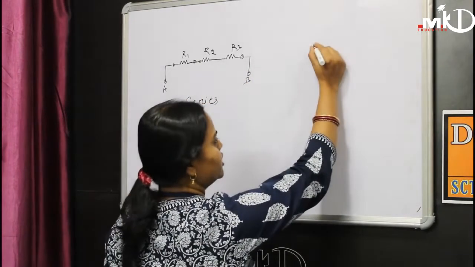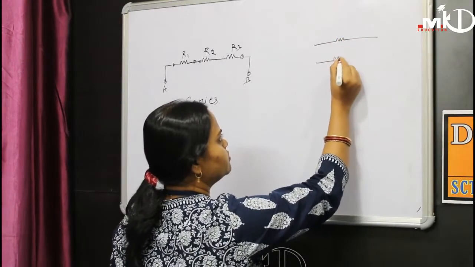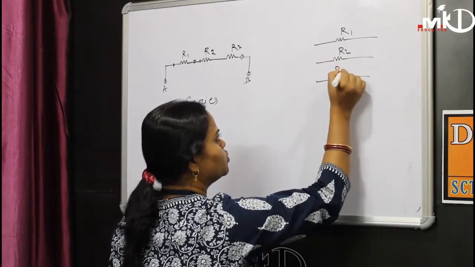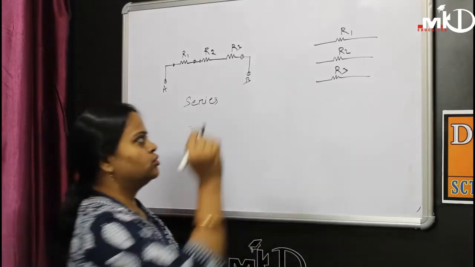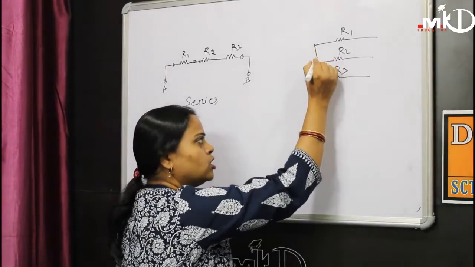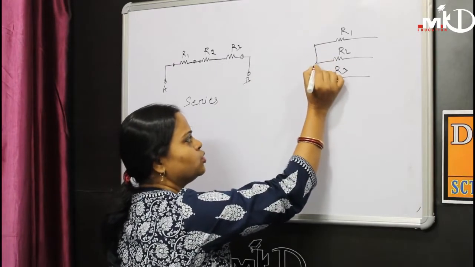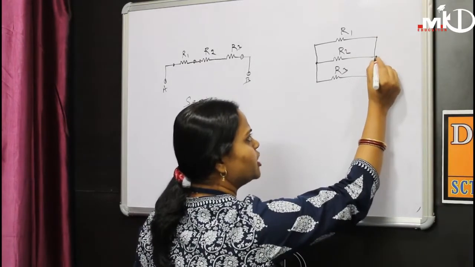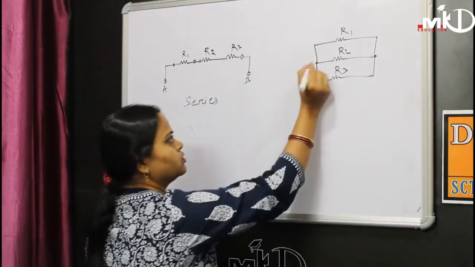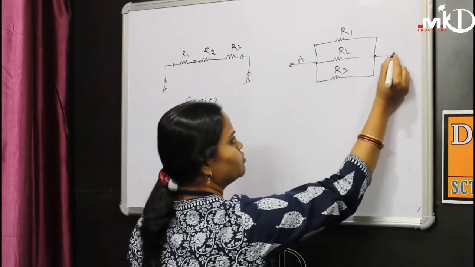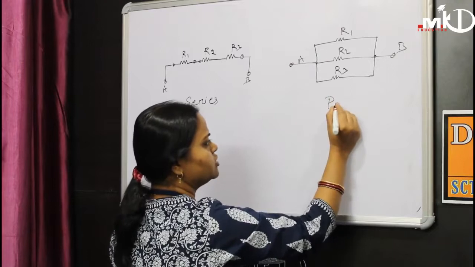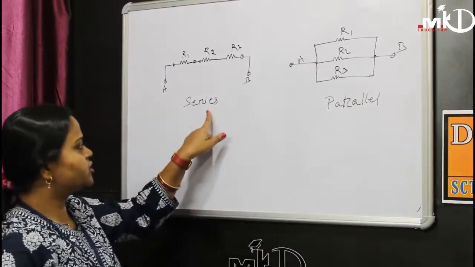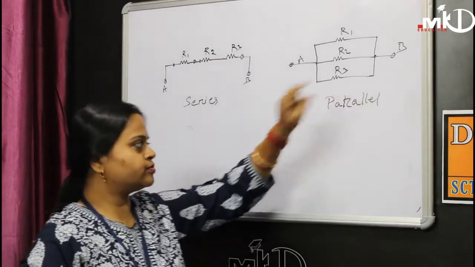If you go for parallel connection, we will take the same 3 resistors here. This is R1, R2, R3. We have to connect all three points into only one point, and the other 3 points to another point. Suppose this is point A and this is point B. This is known as parallel connection. This is series and that is parallel connection.